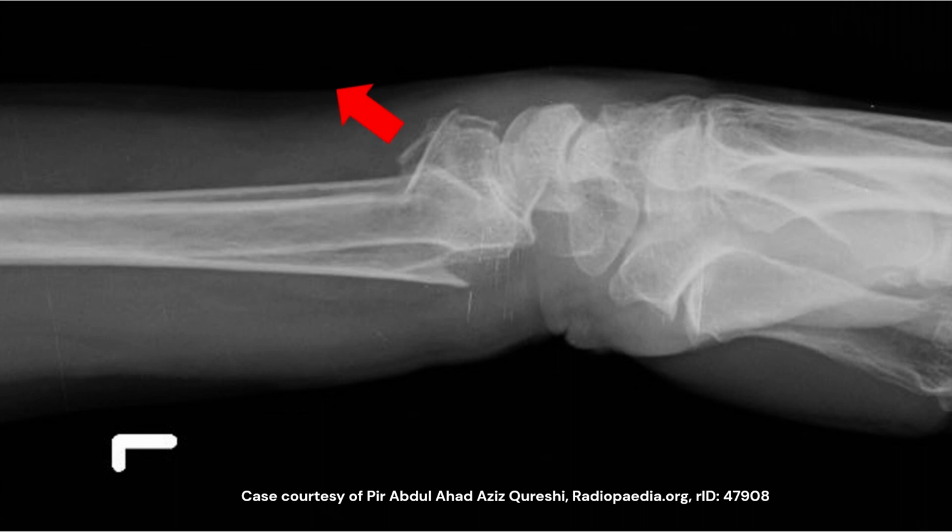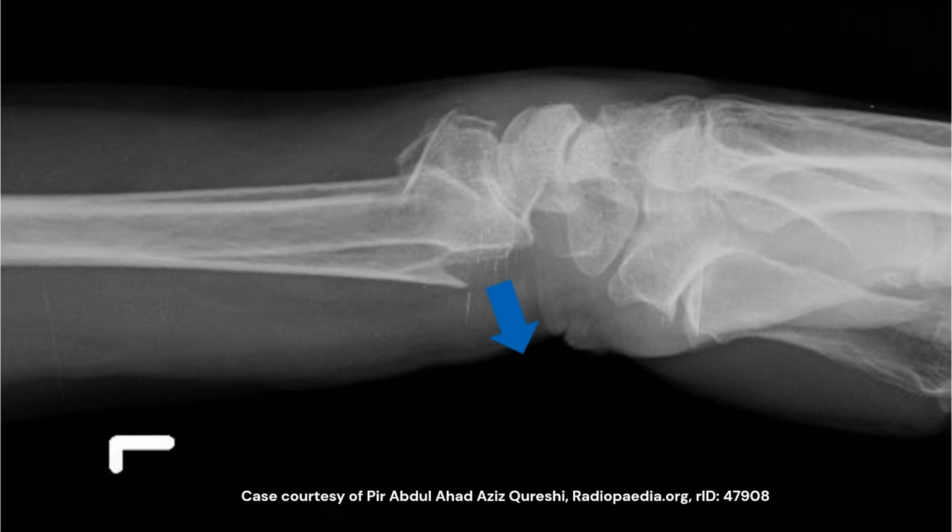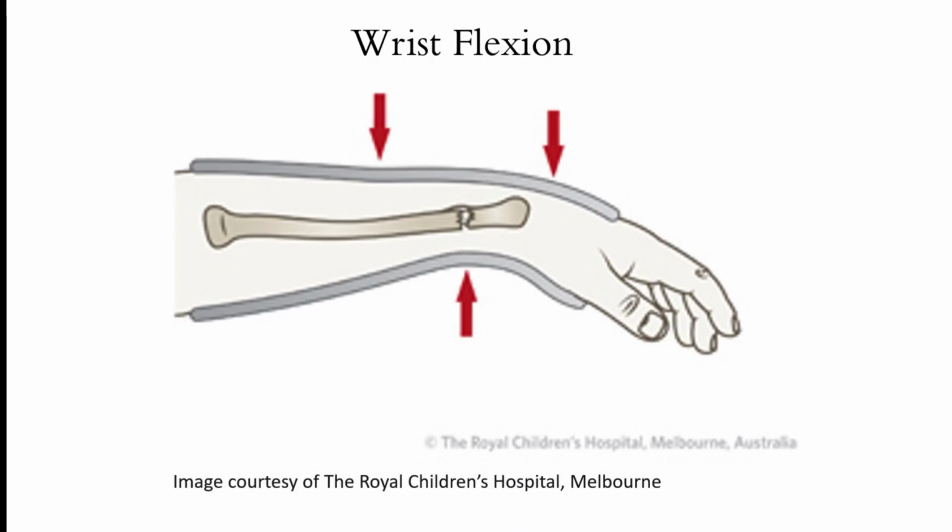Following reduction, the fragment is pulled to the volar aspect. This reduces the angle between the fragment and the radial shaft. In order to maintain this position, wrist flexion is employed. This is the opposite to the mechanism of injury.